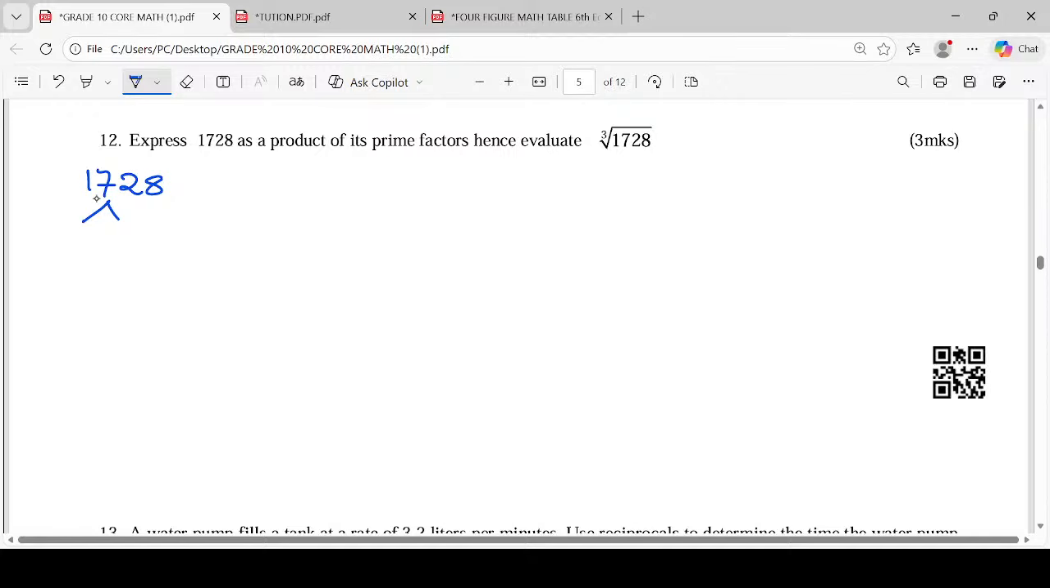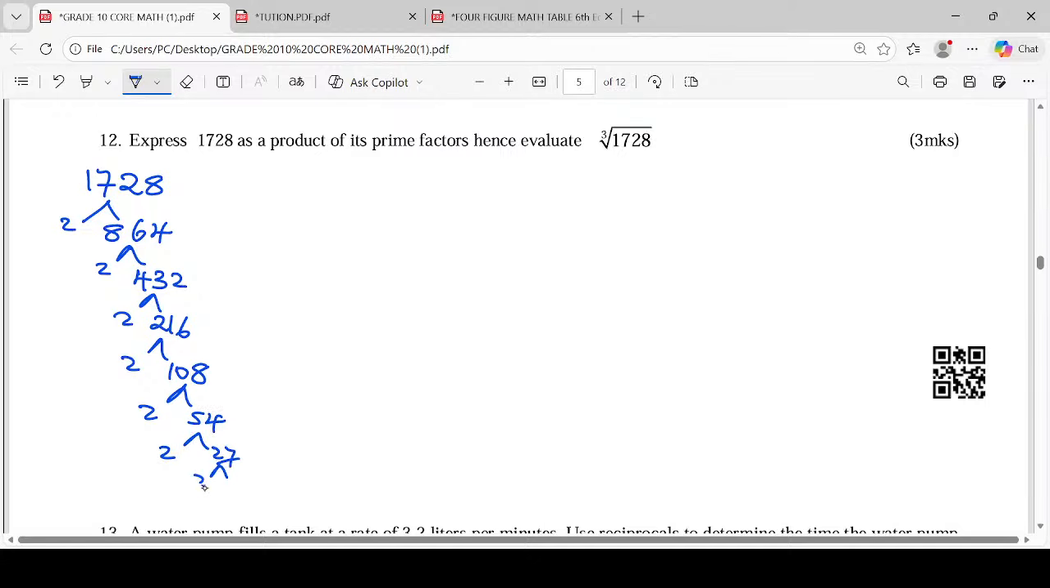We list the factors. So I'm going to start with the 2. When you take 1728, you divide this by 2. You're going to get 864. Again, you divide by 2. You get 432. When you divide this again by 2, you get 216. When you divide by 2, you get 108. When you divide this by 2, you get 54. By 2, 27. By 3, 9. By 3, 3. By 3, 1.